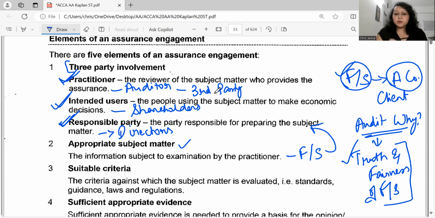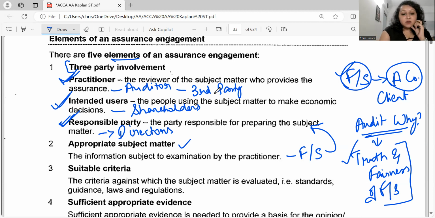So, three party relationship. In the five elements, the first element is the three party relationship, that is a practitioner who is going to audit the financial statements or any subject matter. Okay, and intended user is the shareholder and the stakeholders, basically, who is going to make a decision based on this subject matter. And the responsible party would be the party who is responsible for providing us the information for carrying out an assurance engagement.